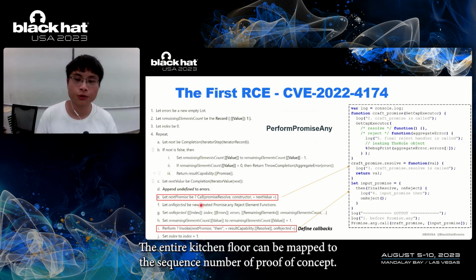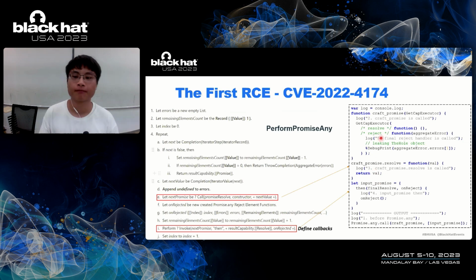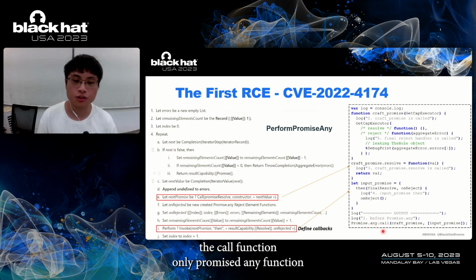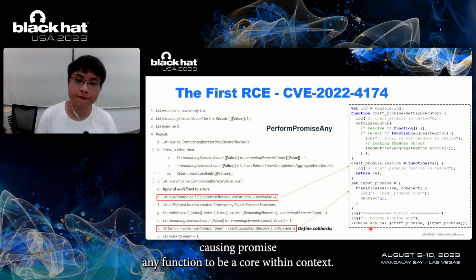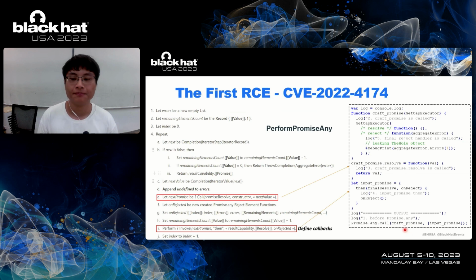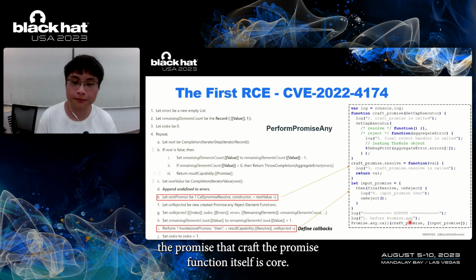The entire execution flow can be mapped to the sequence numbers of the proof of concept on the right: 1, 2, 3, 4, and 5. One important thing to note is that the proof of concept calls the call function on the Promise.any function, causing the Promise.any function to be called within the context of the craftPromise function that is passed in, and the type of the value returned by Promise.any is craftPromise.